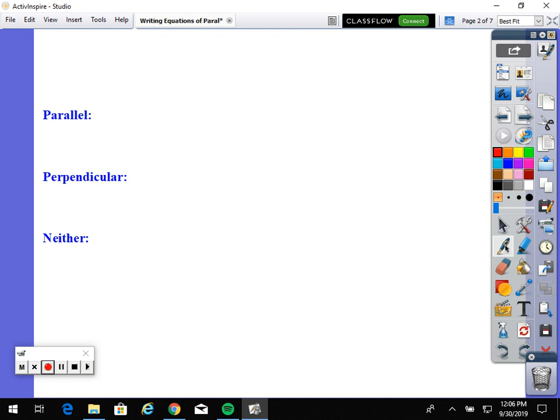So if lines are going to be parallel, they're going to have the same slope. So I'm just going to put same slope. And they're going to have different y-intercepts. So the slope of line 1 could be 1/2. The slope of line 2 would also be 1/2.